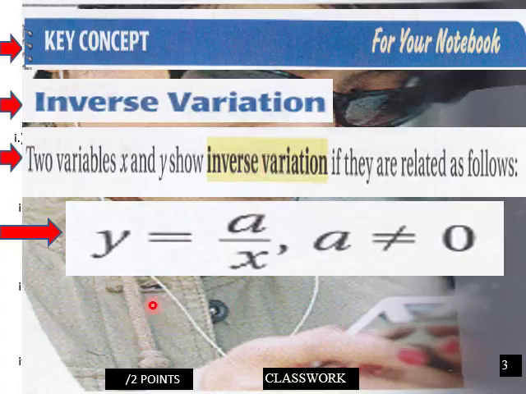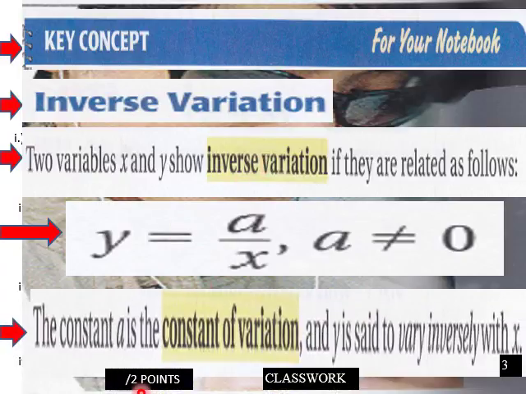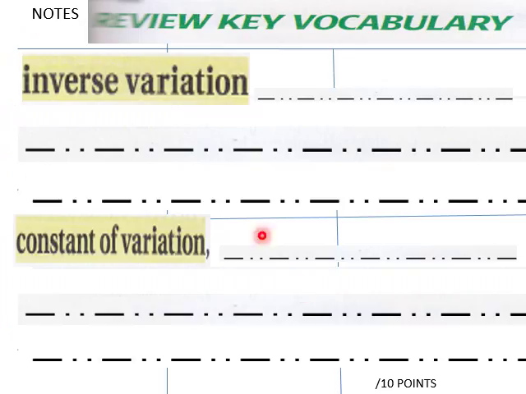This will show an inverse variation here. The constant a is called the constant of variation, and y is said to vary inversely with x. So as y gets larger, x gets smaller. That's the inverse relationship between y and x.